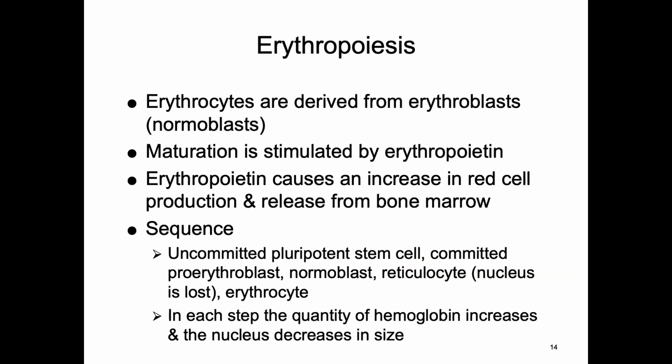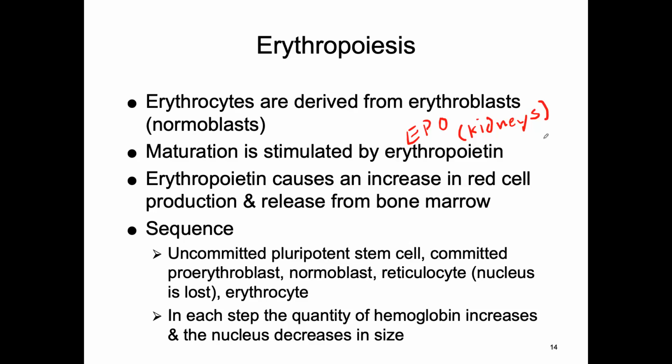Erythrocytes are derived from erythroblasts, which are sometimes referred to as normoblasts. Maturation is stimulated by a hormone called erythropoietin, sometimes abbreviated EPO. Okay. It's made by the kidneys. So your kidneys control your hematocrit. Erythropoietin causes an increase in red cell production and release from marrow.